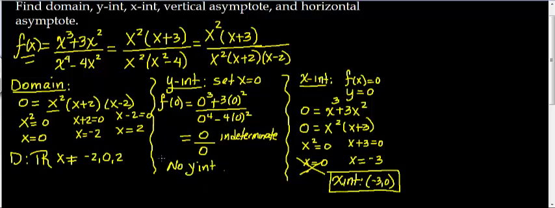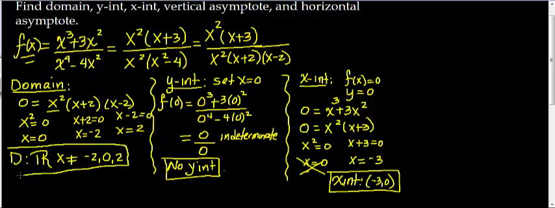So far, I have no y-intercept. I have one x-intercept at -3, 0, and I have this domain. Okay? So see how helpful it is to find the domain first, and then it saves you a little bit of work.